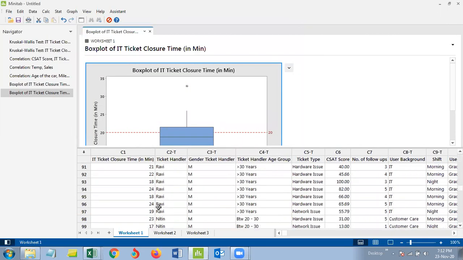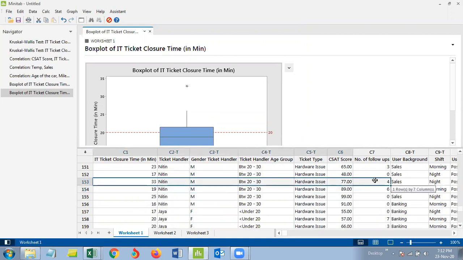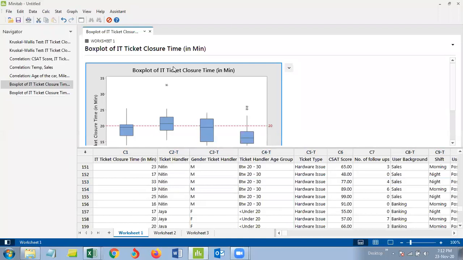So we can go and investigate row 153 here. Will you go and see who was involved and all that? Say 153, 33 minutes. Nitin was the ticket handler. Well, I would like to understand what happened on this transaction. So these are separate things which need to be studied separately. I hope we are getting this, everyone. Yes, sir. Okay.